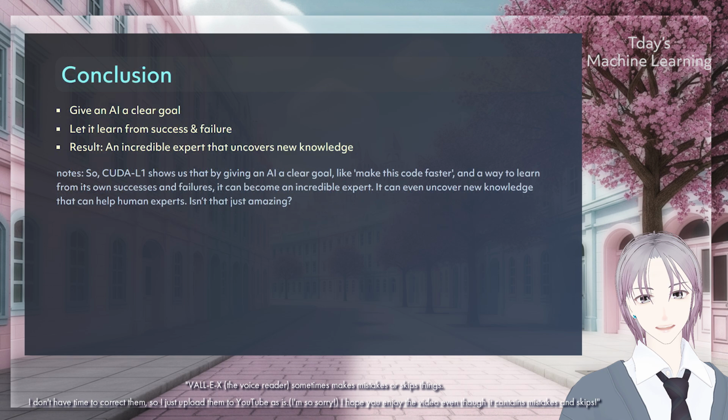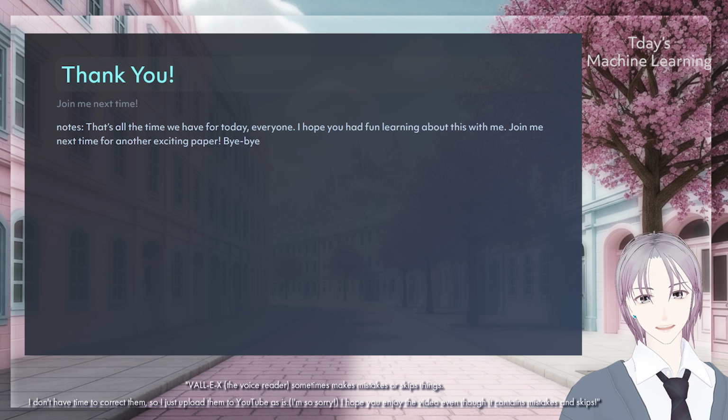So CUDA-L1 shows us that by giving an AI a clear goal, like make this code faster, and a way to learn from its own successes and failures, it can become an incredible expert. It can even uncover new knowledge that can help human experts. Isn't that just amazing?